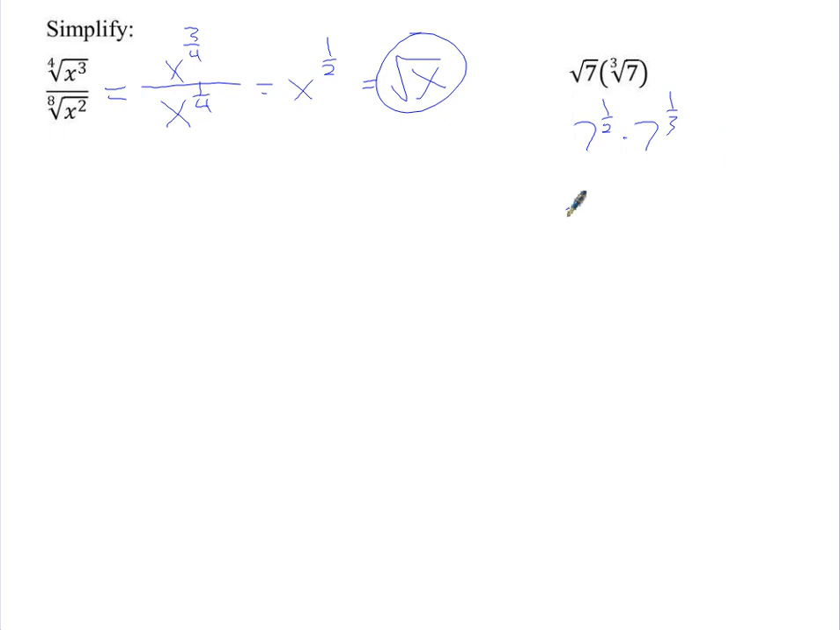Common denominator. So I have 7 to the, what is my common denominator going to be? 6. So 1/2 turns into 3/6, and 7 to the what sixth here? 2/6. So now I have like bases and I can add my exponents. 7 to the 5/6. And if they ask me to put it back in radical form, I would write what? The 6th root of 7 to the 5th power. And you're done.